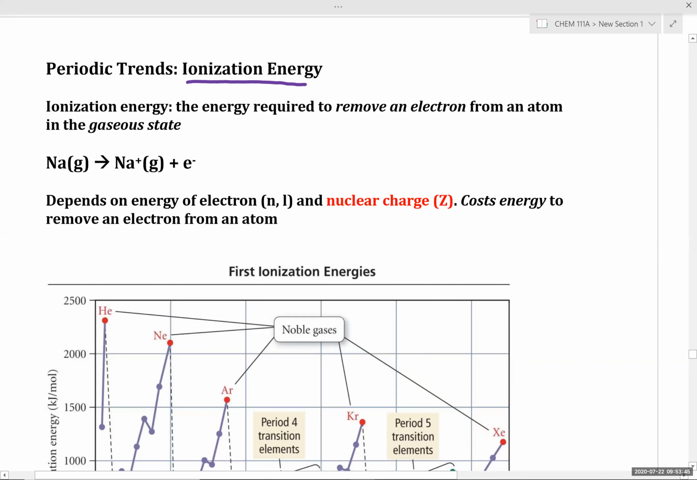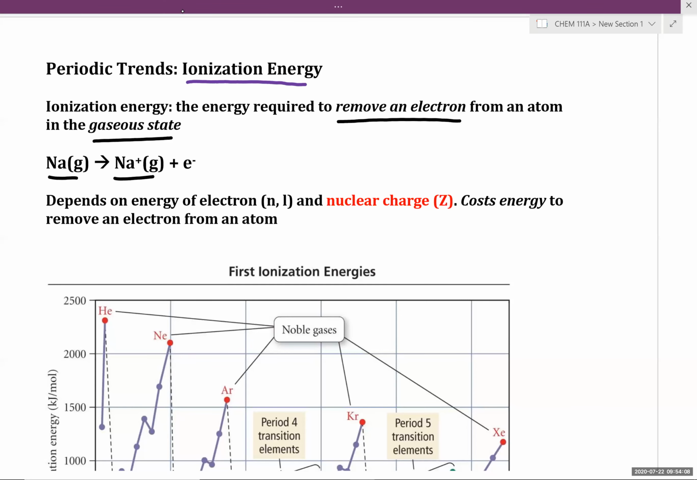It's the energy required to remove an electron from an atom in the gaseous state, in the gas phase. For example, going from sodium gas to sodium plus. Note, this is in the gas phase, and this will come up later when we start to discuss the Born-Haber cycle.